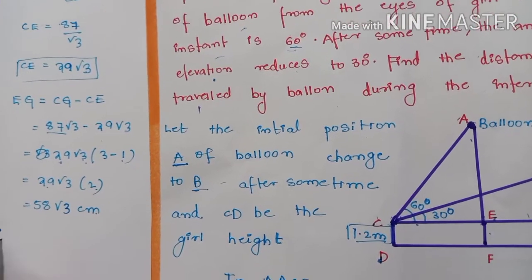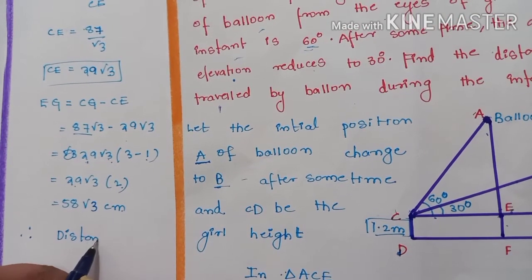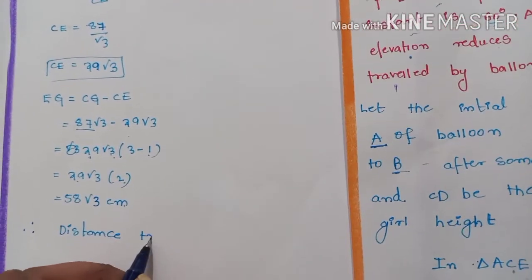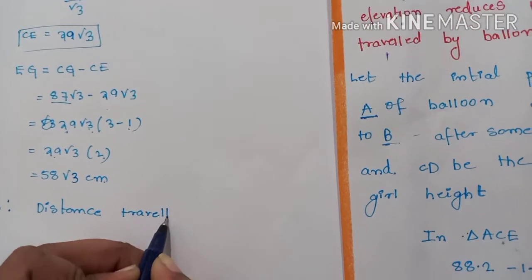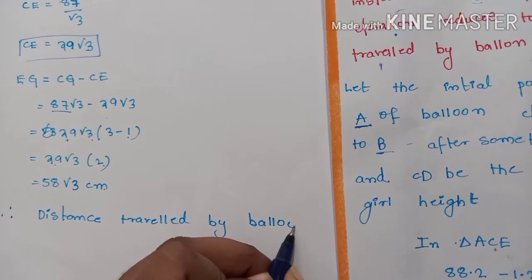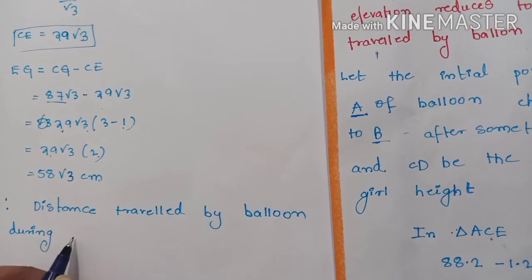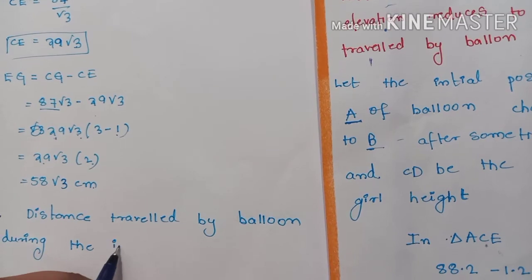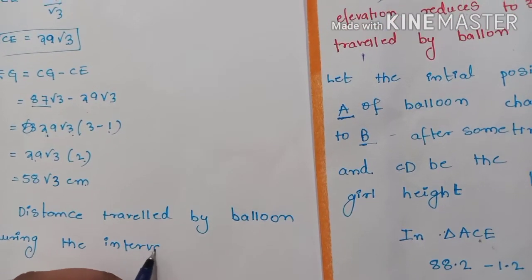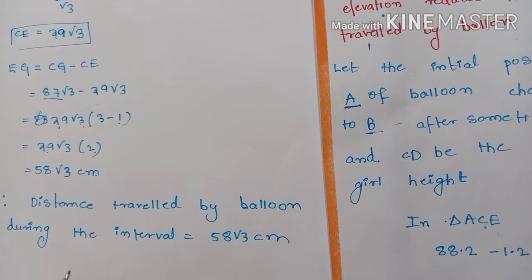So therefore the distance traveled by the balloon during the given interval, in which the position changes, is 58 root 3 meters, and this is the solution.